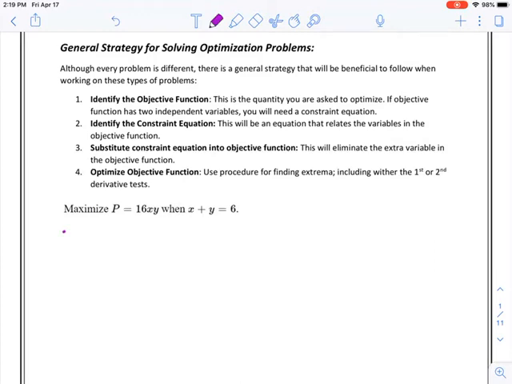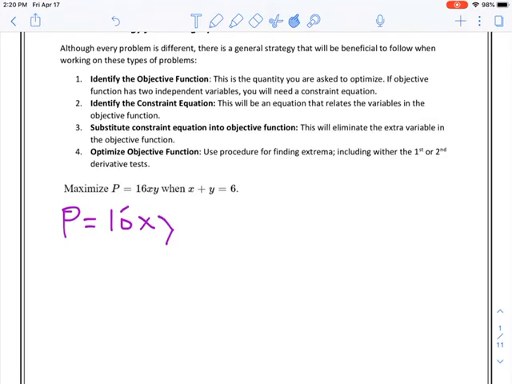I'm going to say p equals 16x. Wow, this is not writing well. Let's try the other side of the pen. So p equals 16xy is my objective function.